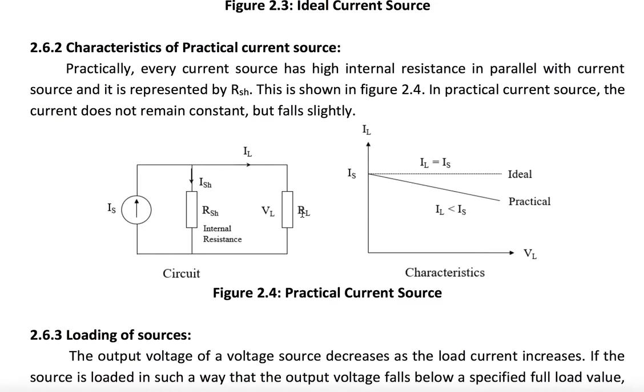When the load resistance is zero, VL is zero. When VL is zero, IL is nothing but IS, right? This current is nothing but IS. Okay.